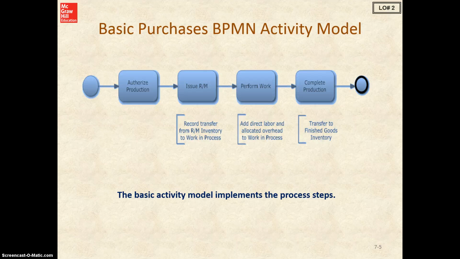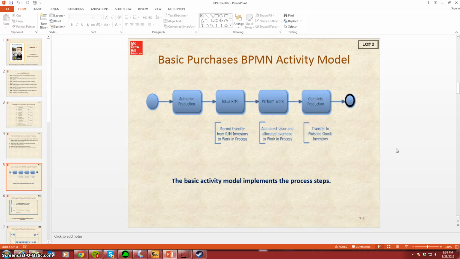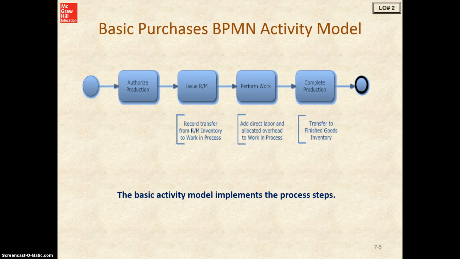So let's look at a basic conversion BPMN activity model. In this model, we start with authorizing production. We issue raw materials, in which case we would record the transfer from raw materials inventory to work in process. We perform work, and we add direct labor and allocated overhead costs to work in process as that work is performed. And then we complete production, in which we transfer the work in process to finished goods inventory.